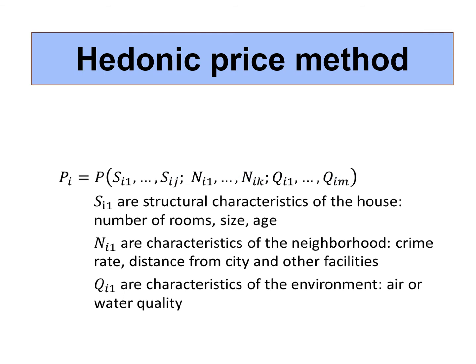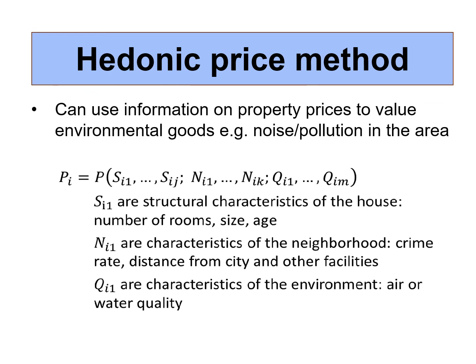According to the hedonic price method, the price of a particular good depends on its characteristics. Therefore, we can use the information on property prices to value the environmental goods, such as noise or pollution in that area. So, if you look at this equation, the price of a particular house depends on its structural characteristics, neighborhood characteristics, as well as the environmental quality.